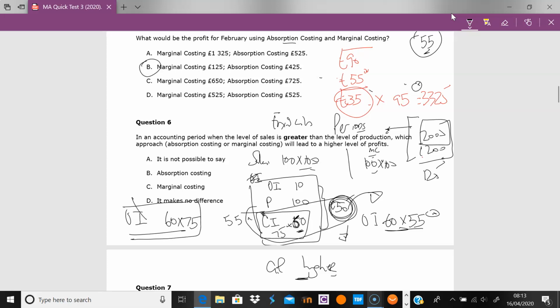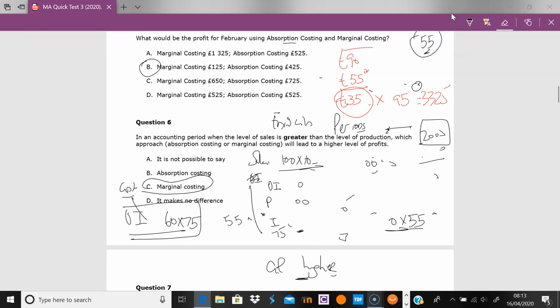So now your costs increase in this period for absorption, but your costs are less for marginal costing. You're still selling for the same prices. So in the next period, your profits are higher in marginal costing, but much lower in absorption costing. So the answer here is that when the level of sales is greater than the level of production, the marginal costing approach will lead to higher profits, only because we're just moving costs along.